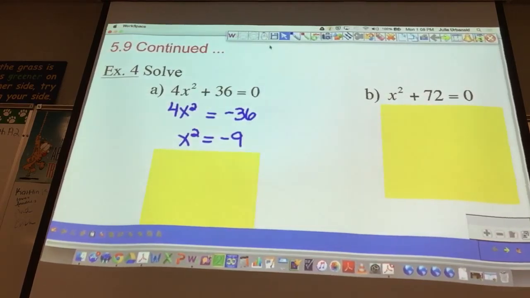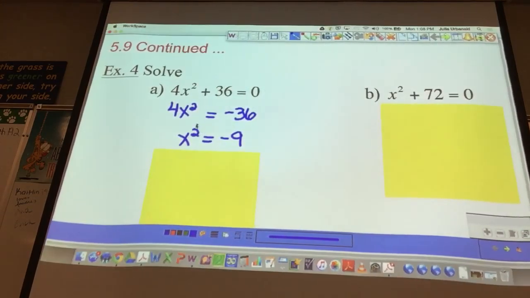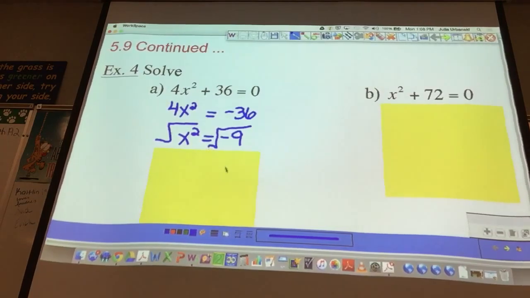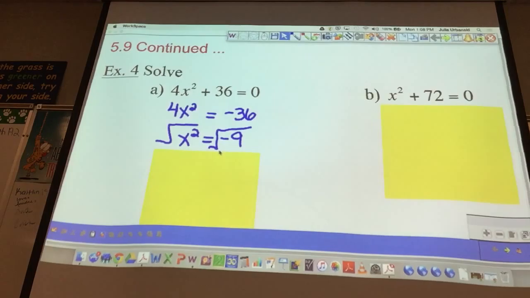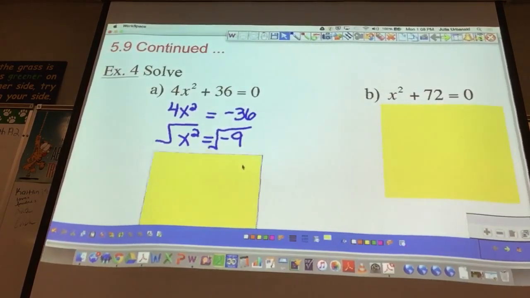So now what we have to do is take the square root of both sides. The opposite of squaring is the square root of this side and the square root of this side. Normally you can't take the square root of negative 9, but we can break that up into negative 1 and 9.